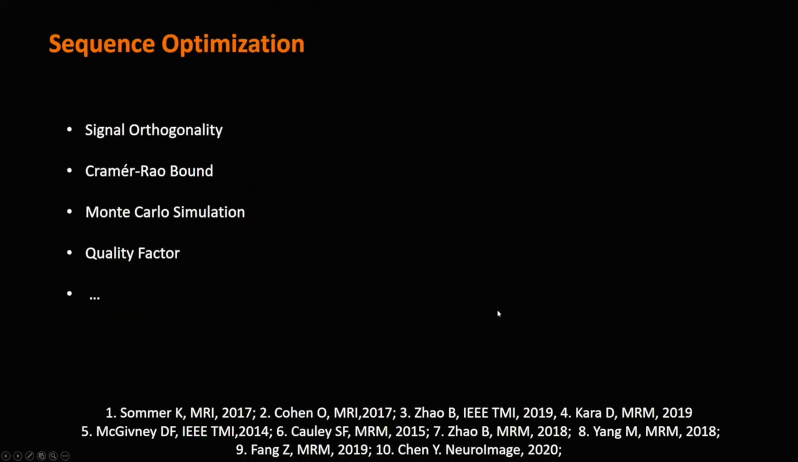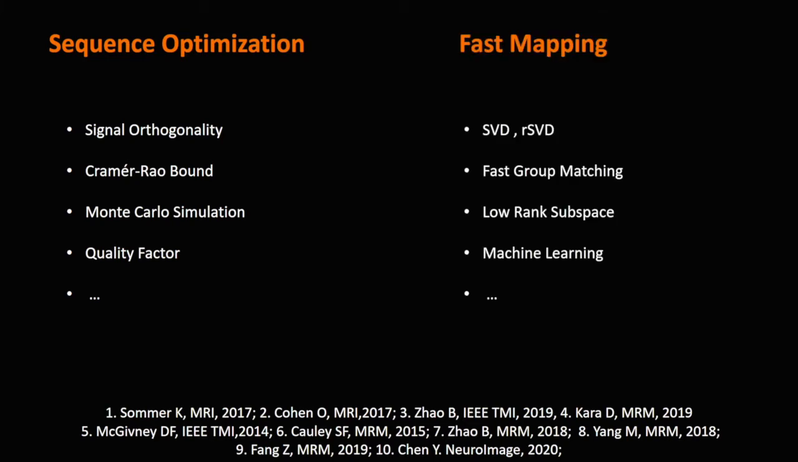So in terms of the technology, there has been a large effort in sequence optimization, for example, to try to reduce scan time and optimize the scan sensitivity to various tissue properties. In terms of fast mapping or computational speed, there are also studies on data compression, fast mapping, and of course machine learning to really speed up the mapping right after the acquisition.